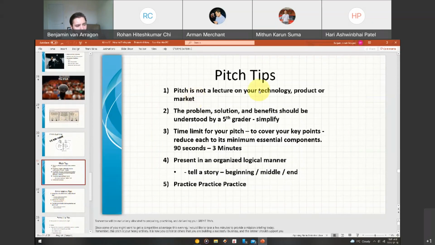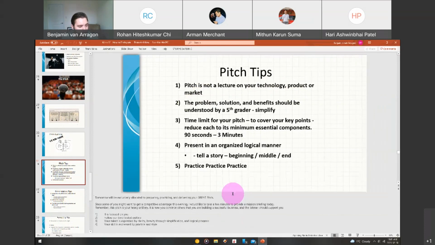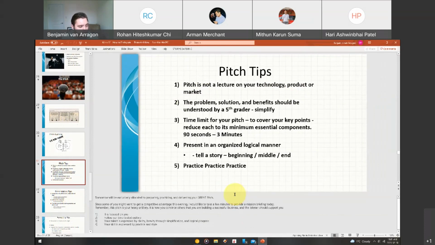Yeah, it's not a lecture on the technology or the product or the market, right? You're trying to sell them on the actual problem and solution that you have. It's focused on you, right? Since some of you might want to get a competitive advantage on this, remember, your pitch is your heavy artillery. So it's how you convince others that you're building a successful business and the listener should support you.